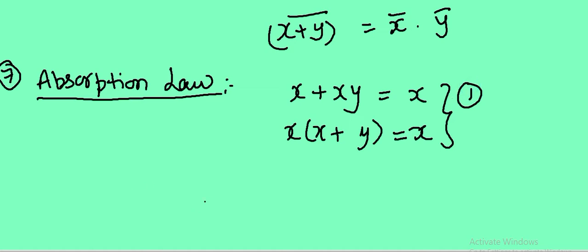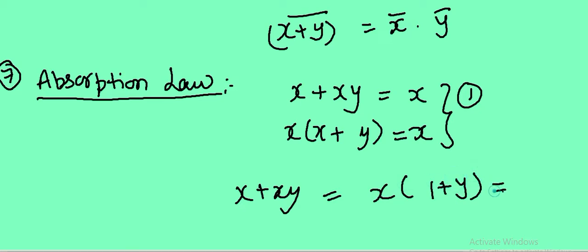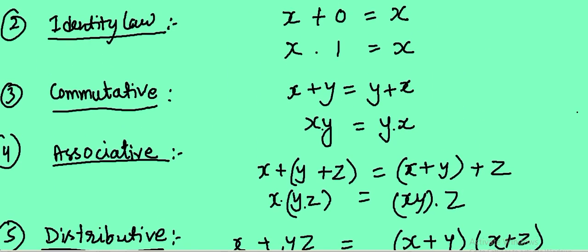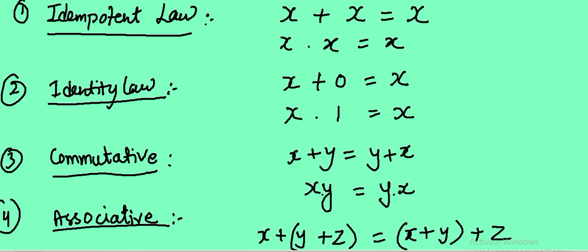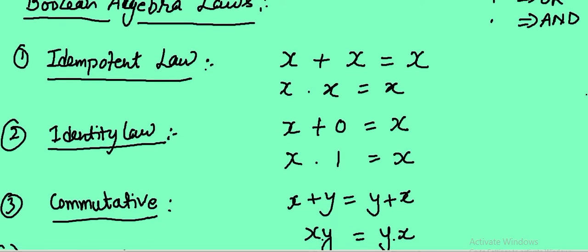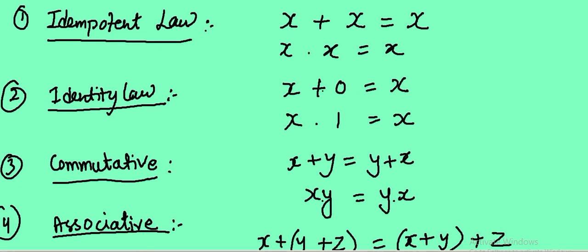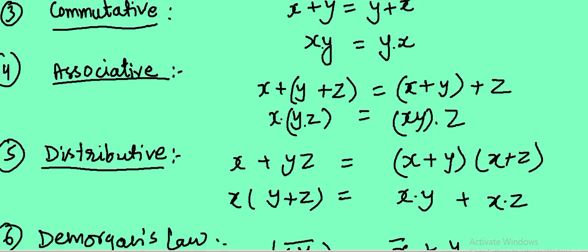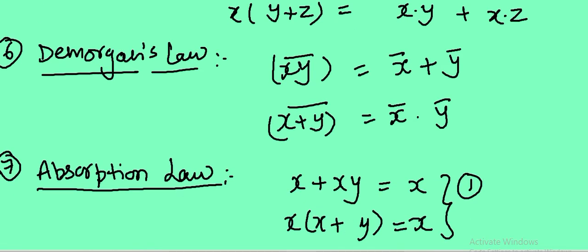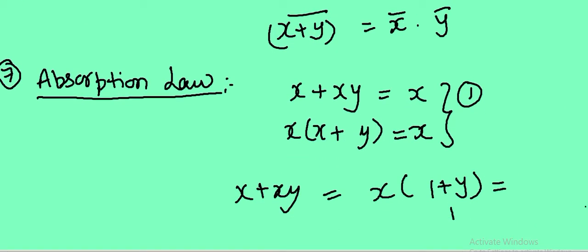You can verify this. If I take the first one, it will be x plus xy. Take x common, then it will be 1 plus y. 1 plus y will be your 1, right? As you can verify from the first rule, x plus 1 will be 1. So whatever symbol you use, it will be like that. Then this will be 1, so x dot 1 will be x, right? And you can verify it as well, right?